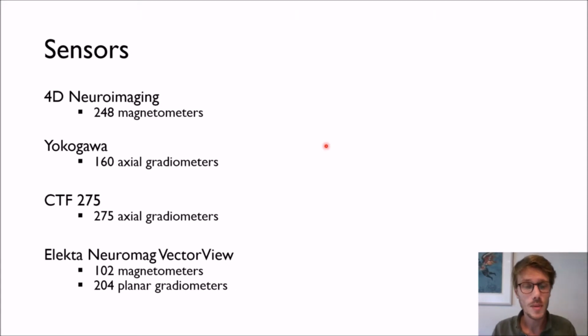Because of the different properties of these types of flux transformers, different manufacturers have put different configurations of these flux transformers into their systems. For example, the 4D Neuroimaging only has magnetometers. The Yokogawa and the CTF 275 both only have axial gradiometers, and the Electro Neuromag has both magnetometers and planar gradiometers.